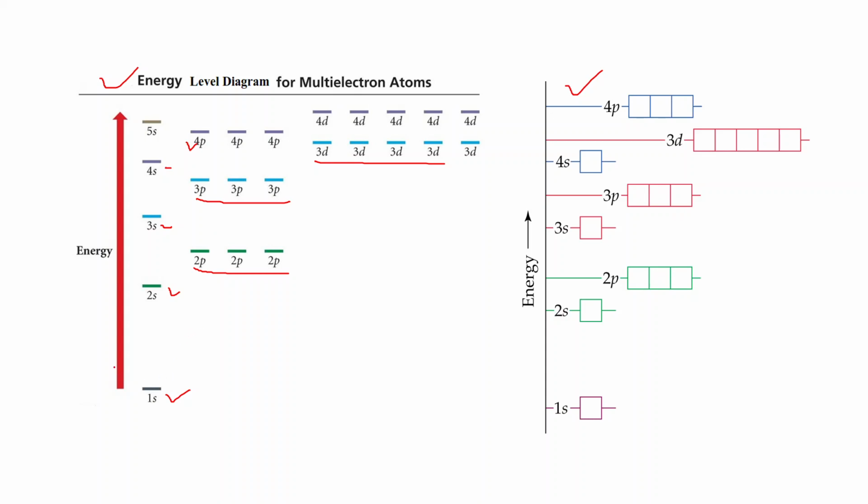As the value of principal quantum number increases, as we go from this through this, the energy gap between these two levels decreases. You can say the energy gap between 1s and 2s is large, but for 2s and 2p, this energy gap is less than that between 1s and 2s. Again, the energy gap between 3s and 3p is less than between 2s and 2p, and so on.